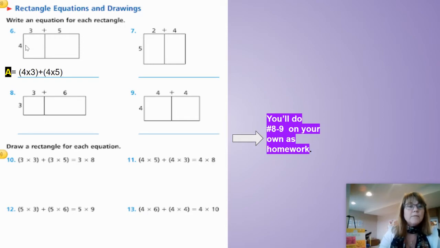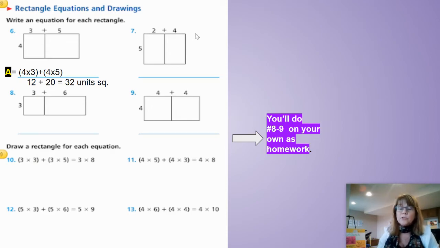I got 4 times 3 to represent this right here, and 4 times 5 to represent this one. And then I added them together. So I got 12 plus 20 would give us 32 units squared. Here, I would like you to try this one. Pause the video so you could try it on your own.